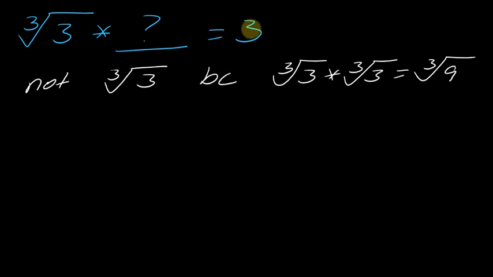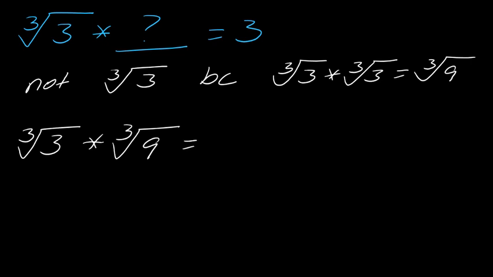Well, the cube root of 27. So what I need to have happen here is actually for this to give me the cube root of 27. So notice that the cube root of 3 times the cube root of 9 gives me the cube root of 27, and the cube root of 27 is 3. So here's what you're thinking about.